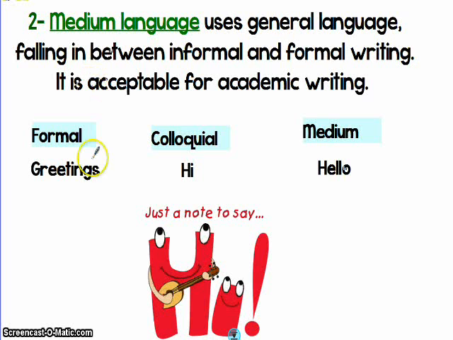So an example of the three types would be formally telling somebody hello by saying greetings. Greetings, Miss Arlequin. It's a very formal way to say hello to me in the morning. If you want it to be colloquial, very casual, you'd say hi, Miss Arlequin. And if you want it to be in between, you might say hello, Miss Arlequin.